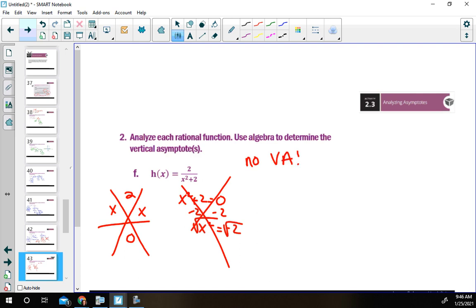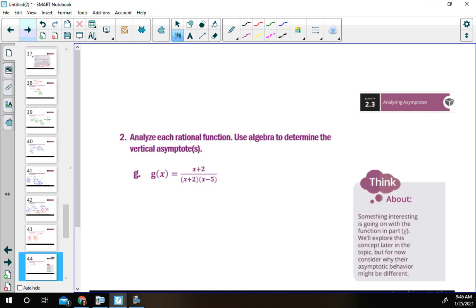Okay, which is interesting. So it's only going to have a horizontal asymptote. There is no value that when I plug it in for x will give me an error in my calculator or a 0 in the bottom of my fraction. That's what that means. There's no value that will give me an error.